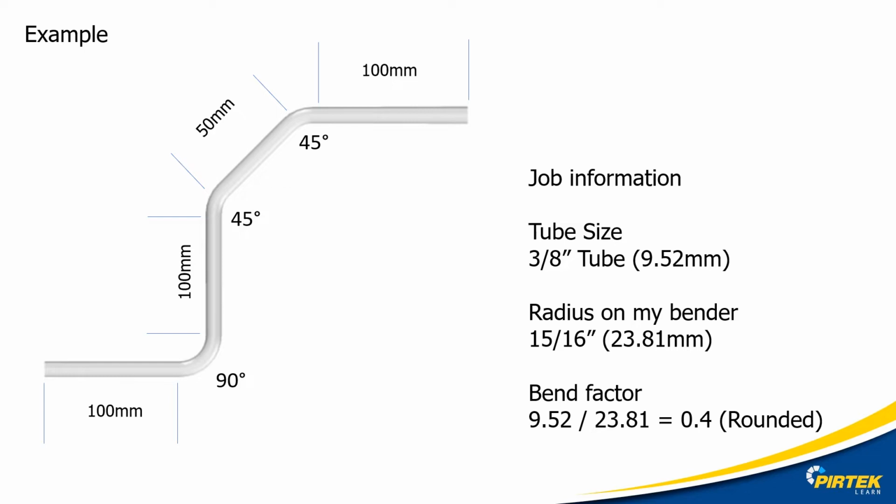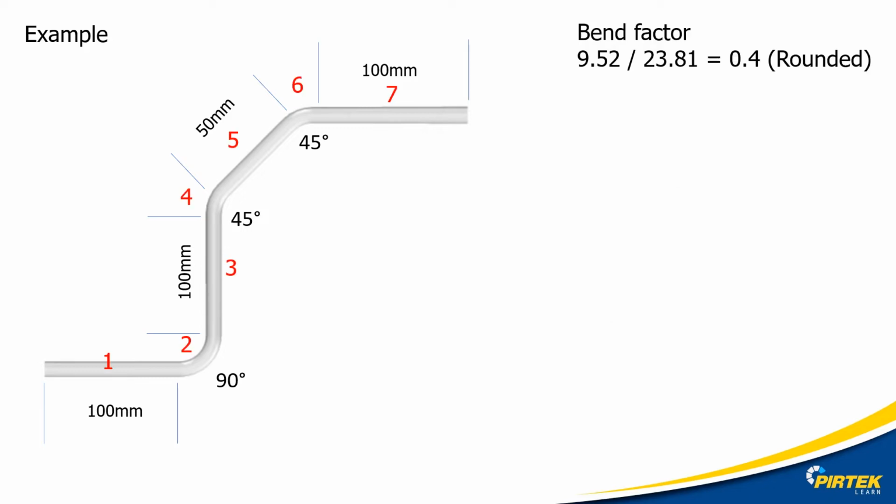Our tube size is 3/8 of an inch. We'll convert that to millimeters, which works out to approximately 9.52 millimeters. The radius on this bender is 15/16, and that works out to 23.81 millimeters radius. Therefore, the bend factor is 9.52 millimeter diameter tube divided by 23.81 radius on the bender. Rounded off, again, is 0.4 factor.